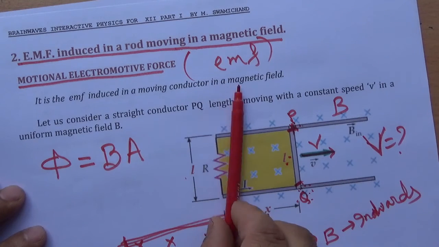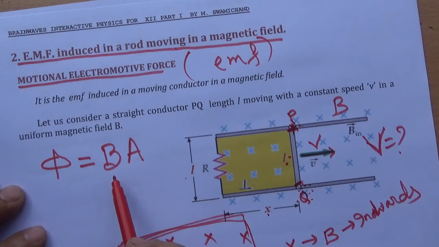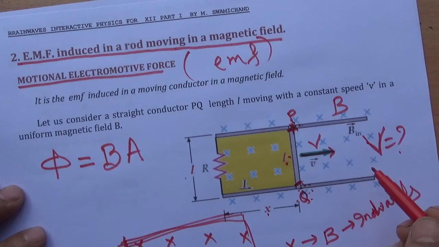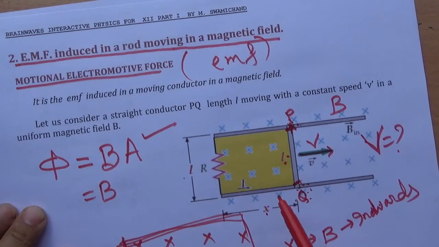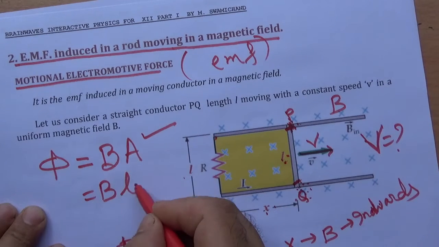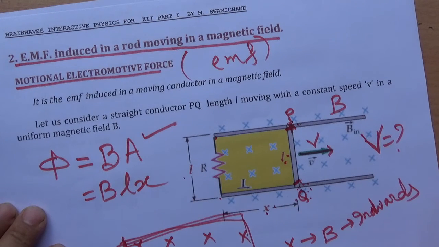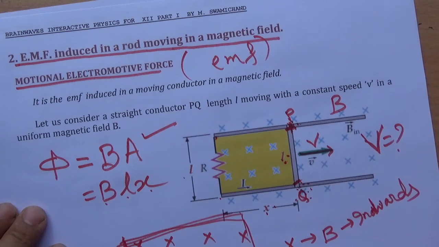Here the conductor moves perpendicular to the magnetic field, so we use B A cos 0. cos 0 has value 1, so it is B times A. Here A is the area of the loop, which is a rectangle, so length into breadth gives L into x. So BLx is the magnetic flux passing through this loop.